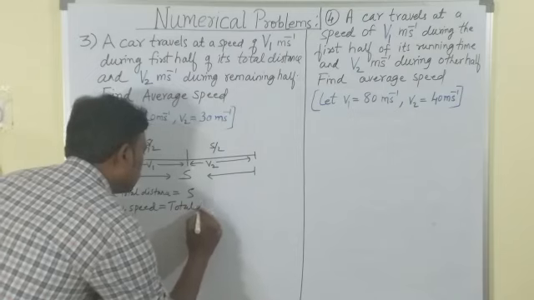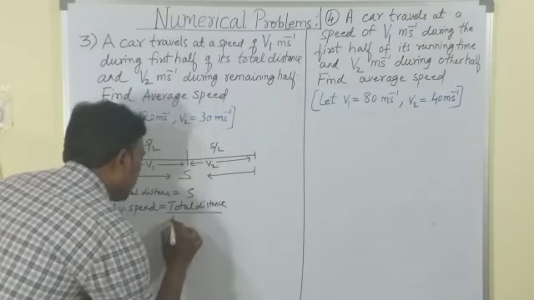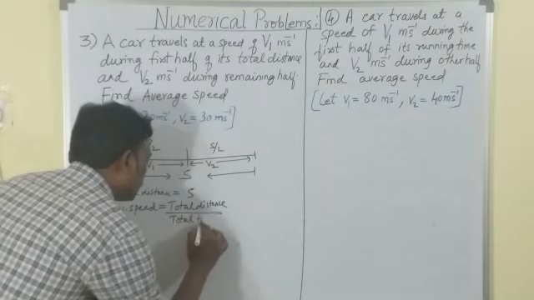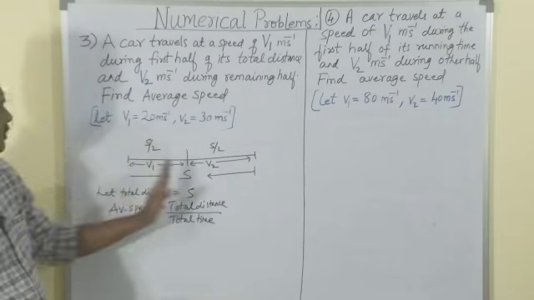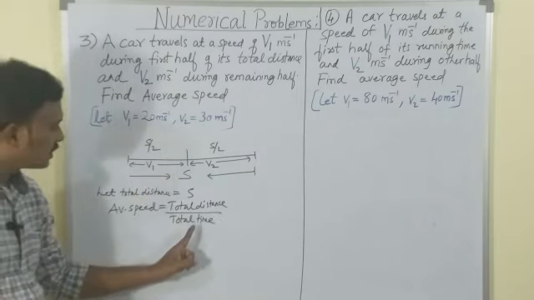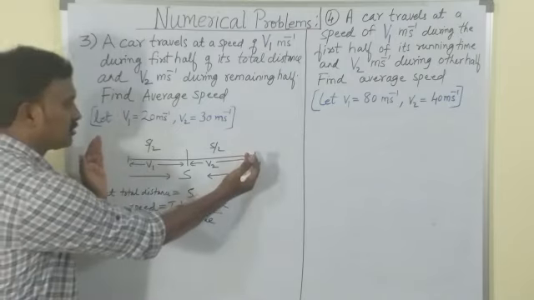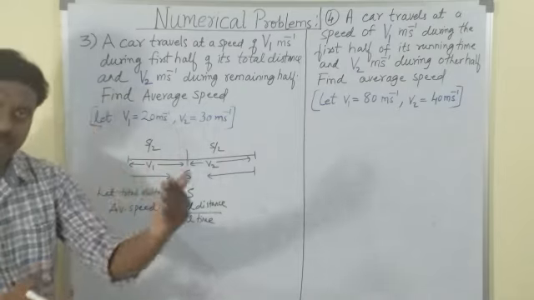Total distance by total time. Total time, see children. Total distance we can take as given already. But total time, it is about the time, nothing is mentioned here. So you have to find the time.